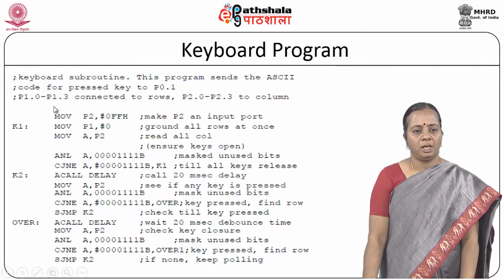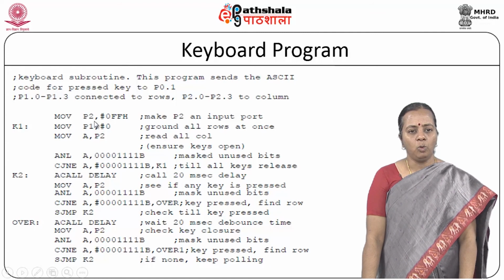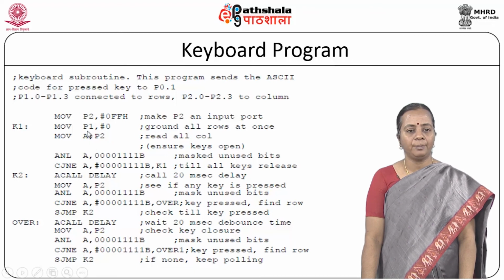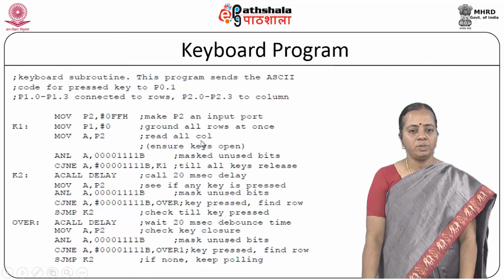Now you just see this is an assembly code where MOV P2, #0FF, so make P2 an input port. Now I am grounding everything by sending 0 to P1, because initially, before starting the key press identification, I have to make everything cleared first. Then read all the columns; I have to ensure that the keys are open or not.